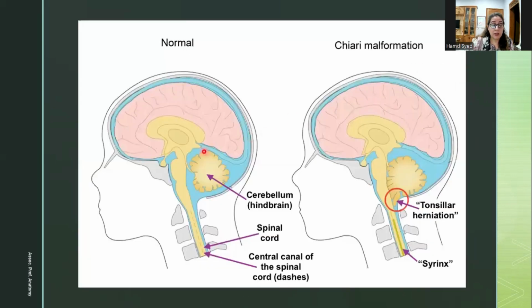Now here we can see the comparison. This is the normal cerebellum, and you can see over here that if there is a herniation of the cerebellum into the foramen magnum, then this can cause the obstruction of the CSF flow, and that in turn can cause hydrocephalus.